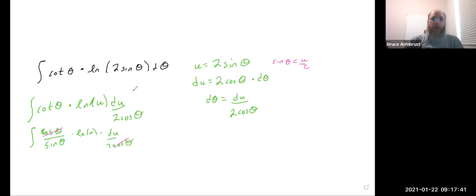So if we go and we put that in, we're going to now be all in terms of u. So we got natural log of u divided by, well, we got the sine of theta. Well, there's a 2. Let's put that there first. And then sine of theta is u over 2 du. The 2's cancel. And we're left with the natural log of u du over u. So if we were to pick that as our u, here's where we are.